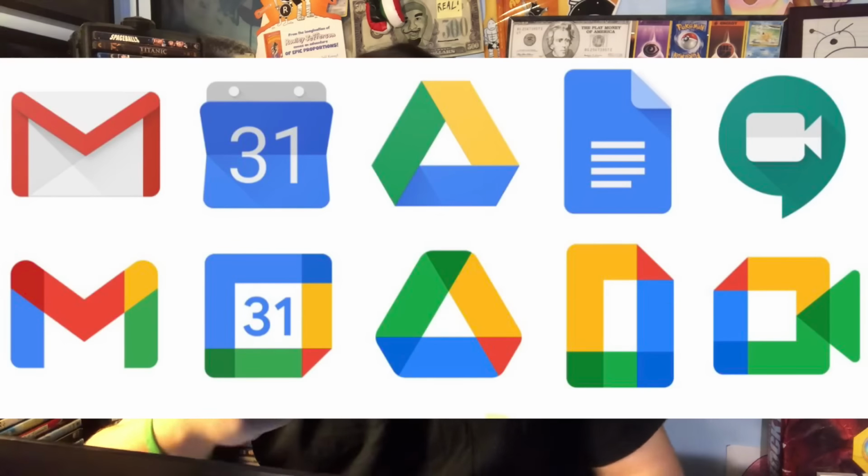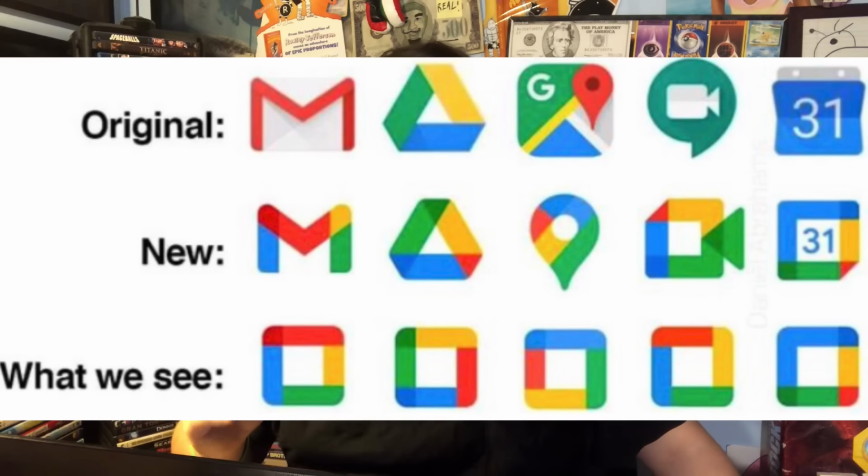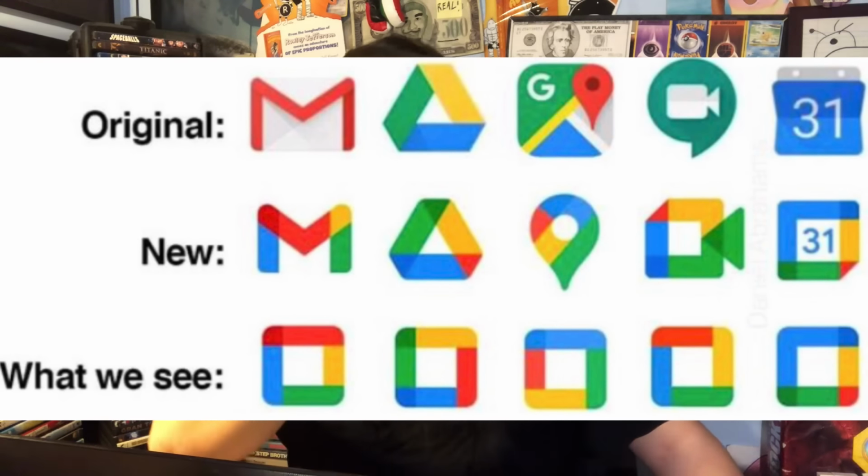While we're on the topic of Google, they recently changed all their logos: Gmail, Google Meet, Google Docs, all of them. They were all individual. They all looked good. And now they all just look like a bunch of different colors smashed together. There's this great picture that sums it up perfectly. You had the logos, then they changed them, but this is what people actually see. It's just the same thing. Why change what was perfect?